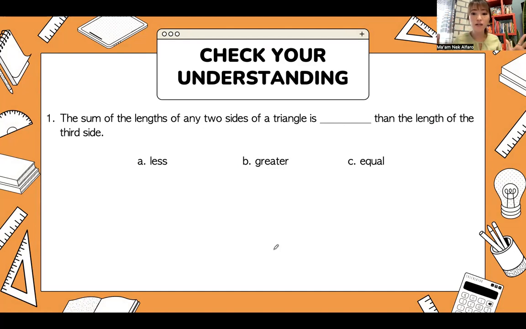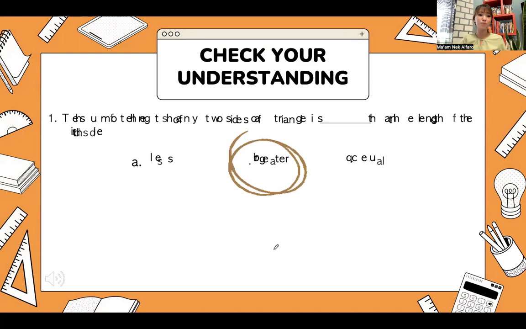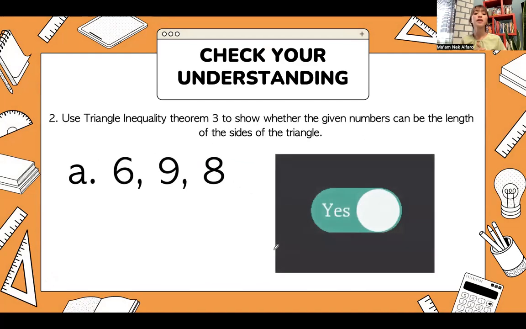5, 4, 3, 2, 1. The answer is greater. Correct, letter B. Number 2. Use triangle inequality theorem 3 to show whether the given numbers can be the length of the sides of the triangle. 6, 9, 8. Yes or no? Is it a triangle or not?